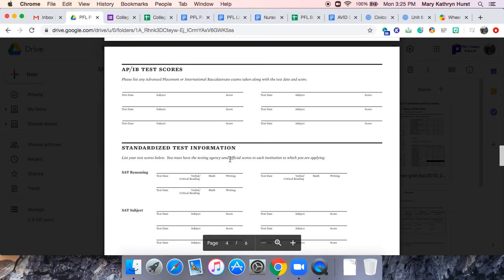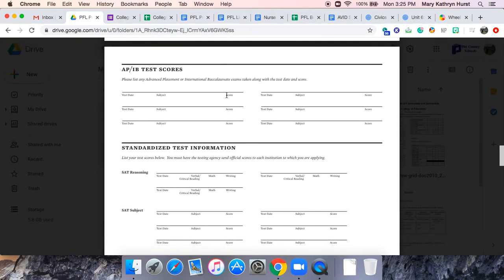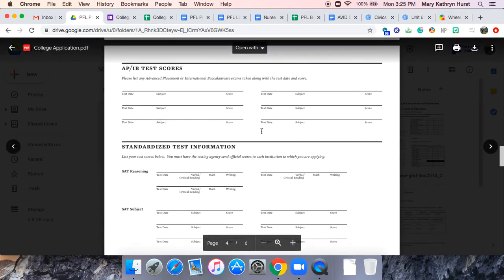Now, additionally, you have AP or IB test scores. If you are currently enrolled in an AP class, you are not allowed to count the score until you've actually taken the exam. If you're currently in a class or if you have not taken the exam yet because you took the course in the fall, this score portion does not pertain to you.